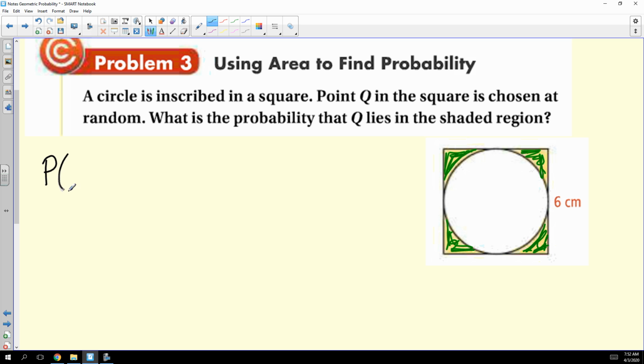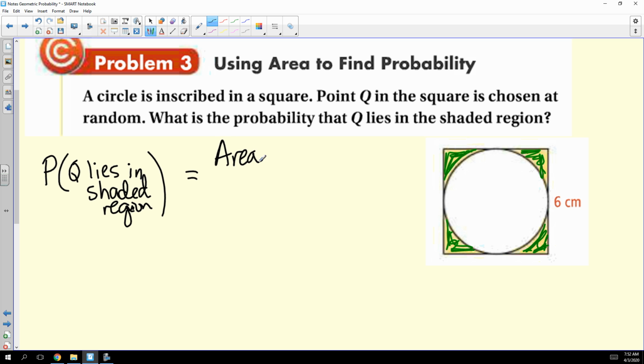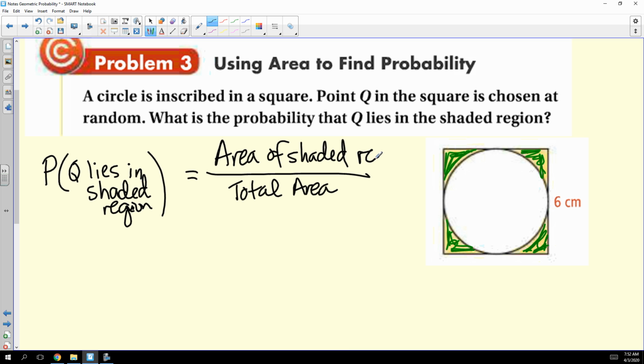So we have the probability that Q lies in the shaded region is going to be equal to the area of the shaded region divided by the total area of what you're looking at. So in this case, that would be the square, which is the maximum, the outermost figure. So area of the shaded region divided by the total area.